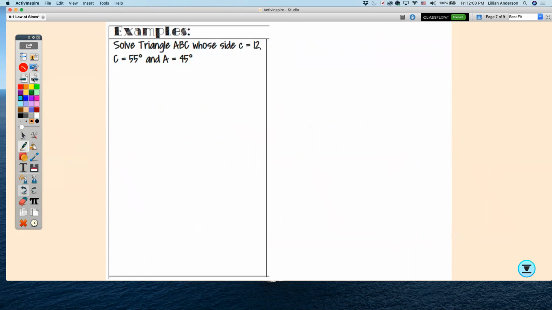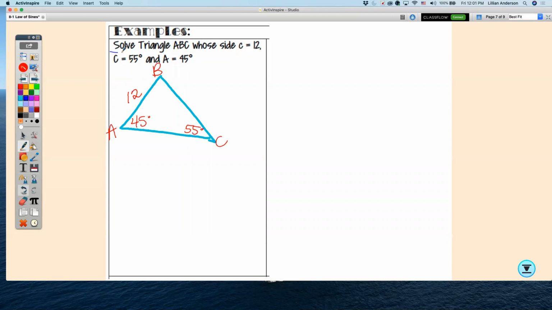Solve triangle ABC, where side c is 12, angle C is 55 degrees, and angle A is 45 degrees. I strongly suggest that you draw a picture. To be honest, it makes things just a little bit easier to see. Doesn't matter where you label your A, B, and C. Angle A is 45, angle C is 55, and side c is 12. Remember, the respective sides are across from their angles.